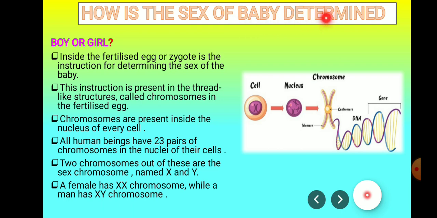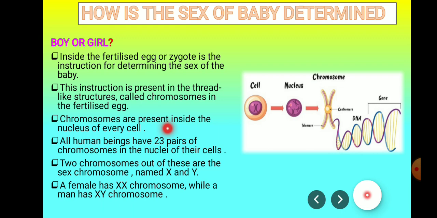How is the sex of a baby determined? Whether it is a boy or a girl. Inside the fertilized egg or zygote is the instruction for determining the sex of a baby. This instruction is present in the thread-like structures called chromosomes in the fertilized egg. You can look here, it is a cell having a nucleus, and inside the nucleus some thread-like structures are there. They are called chromosomes, which contain the information for determining the sex of the baby.